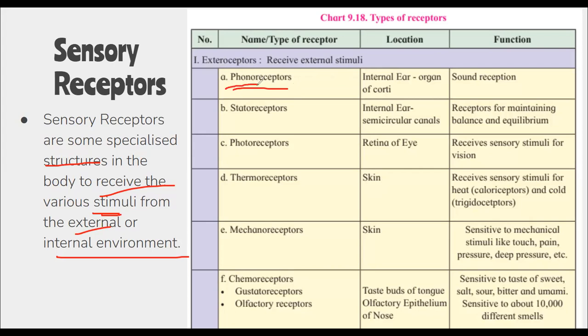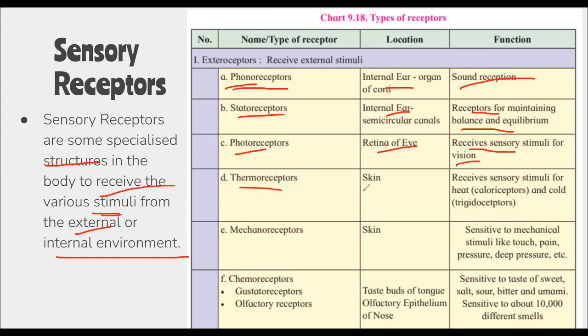Phonoreceptors, phone related to sound. Obviously, the location will be the ear. Then statoreceptors, again the ear. This is basically for maintaining balance and equilibrium. Then photoreceptors, photo, eyes. So, located in the retina of the eye, they will do what? Receive the sensory stimuli for vision.